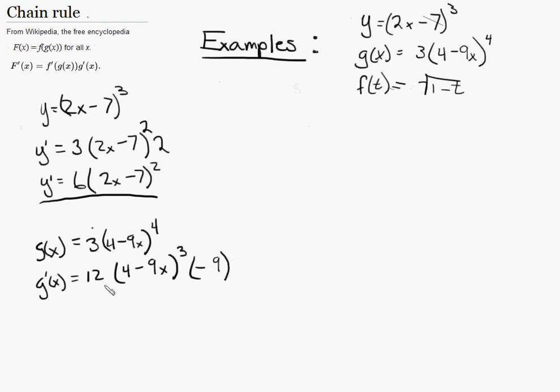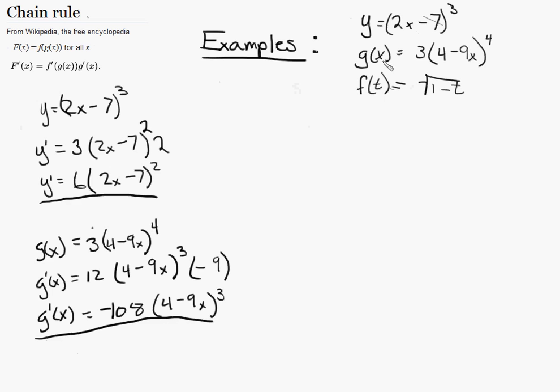Right. So then we just need to simplify a bit, and we have g prime of x is equal to negative 108 times (4 minus 9x) cubed. We have our second derivative using the chain rule.